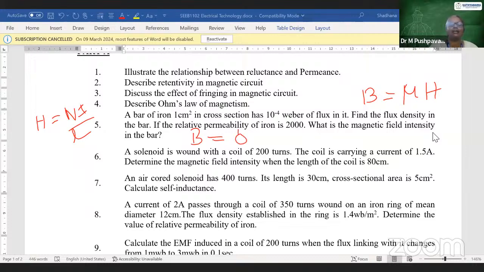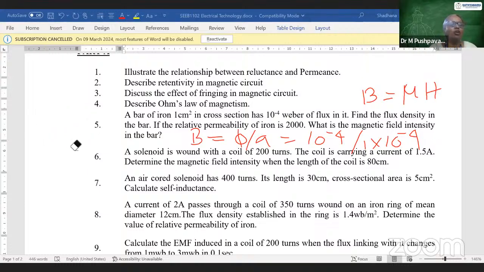One formula: flux by area. Flux is 10 power minus 4 Webers divided by 1 centimeter square, so 1 into 10 power minus 4. So what is my flux density value for the fifth part A question? Very simple thing. It is the same repeated problem. Why are we not using H equal to Ni by L? You have to understand that. Rahul Subramanian, correct. B, the flux density, is equal to 1 Weber per meter square.